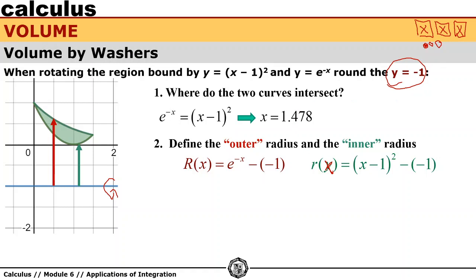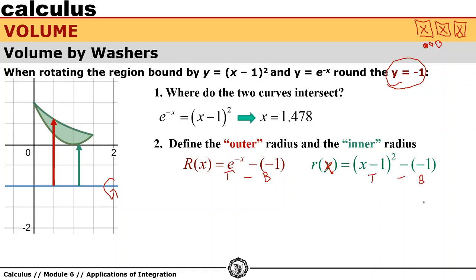All right, so the inner radius is going to be the top function here, which is (x minus 1) squared, minus -1. Again, we're going top minus bottom. It never changes. Top minus bottom.